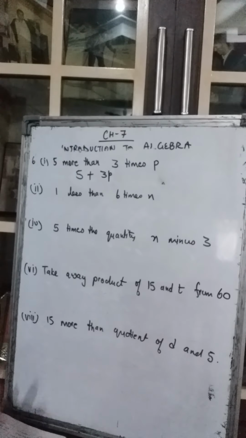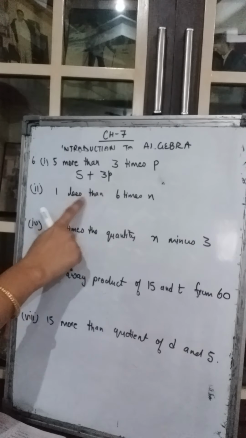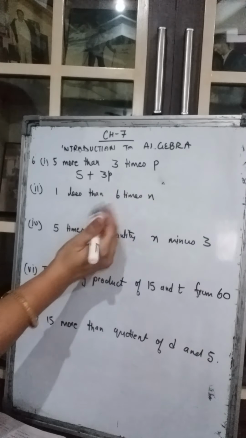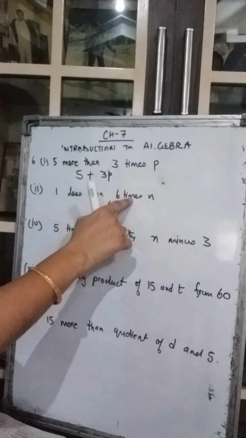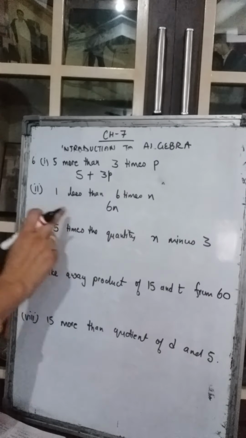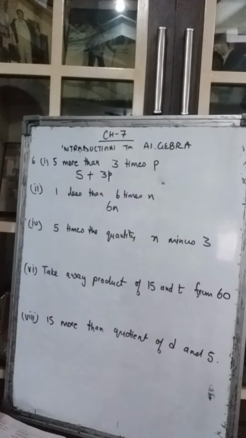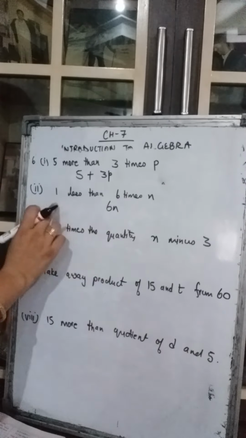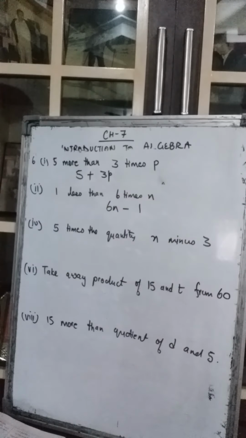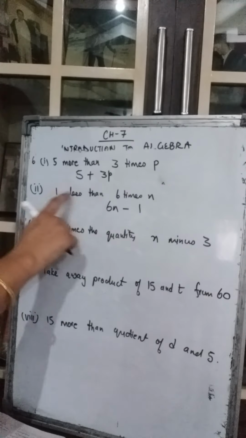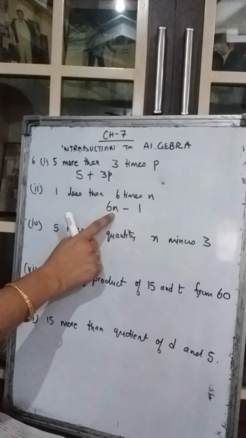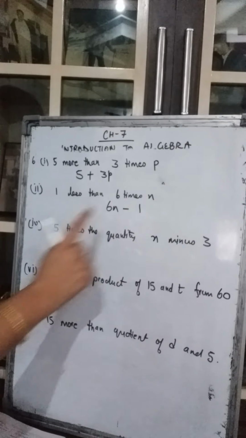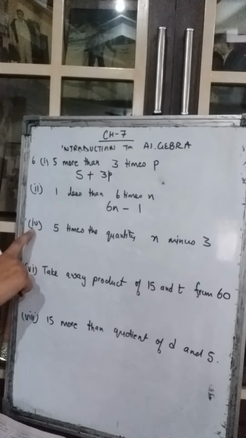Right? Okay. Second part, 1 less than 6 times n. So first do this, 6 times n. What is 6 times n? 6n. Times means multiplication only. This is 6n. 1 less than 6n. Less than means this term will come first. So it will be 6n minus 1. Got it? Because it is less than 6 times n. 6 times n first we have calculated as 6n. Now this term will come first and 1 will come after that. 6n minus 1.